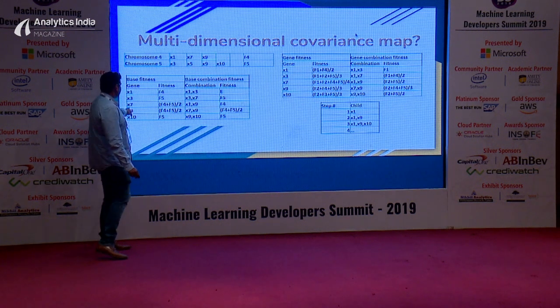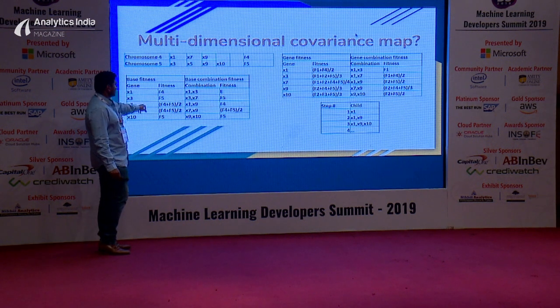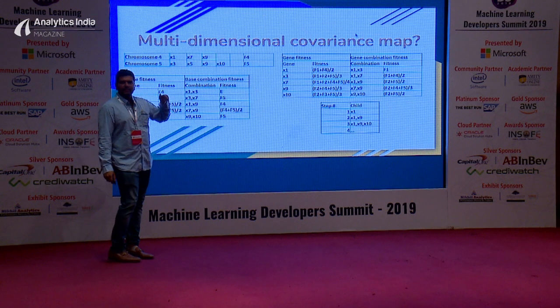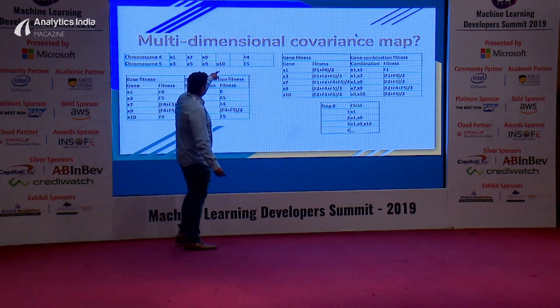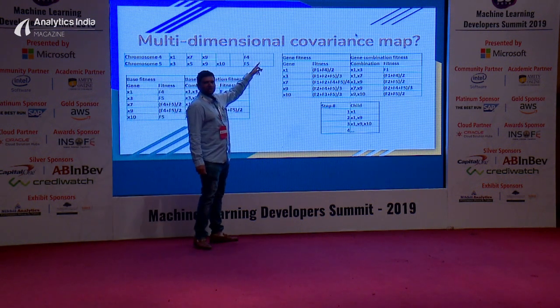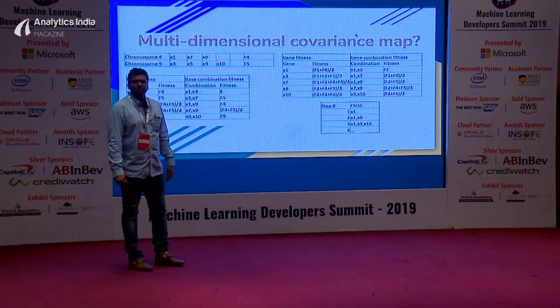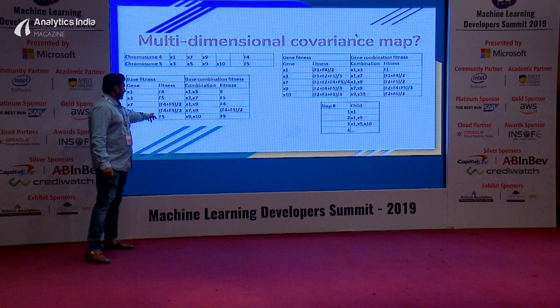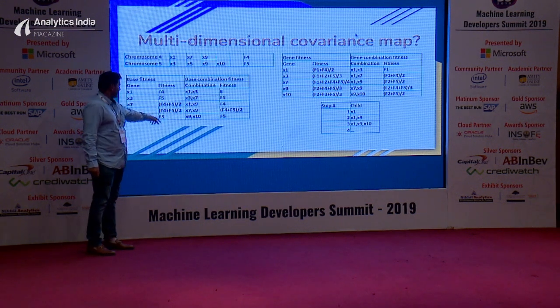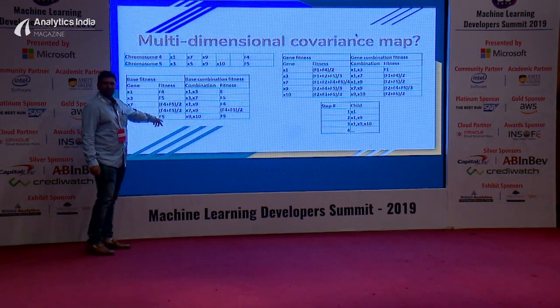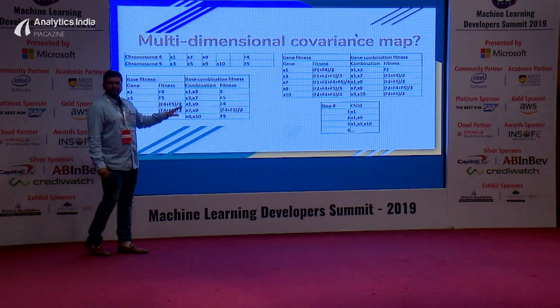Sorry, this is actually wrong. X7 is not seen in both, it's only seen in one. But X9 is seen in both. So you can say that its fitness is a combination of these two. Let's say we want the simplest possible combination, which is an average of those two, so it's F4 plus F5 divided by 2. And X10 is F5. So this so far is clear.